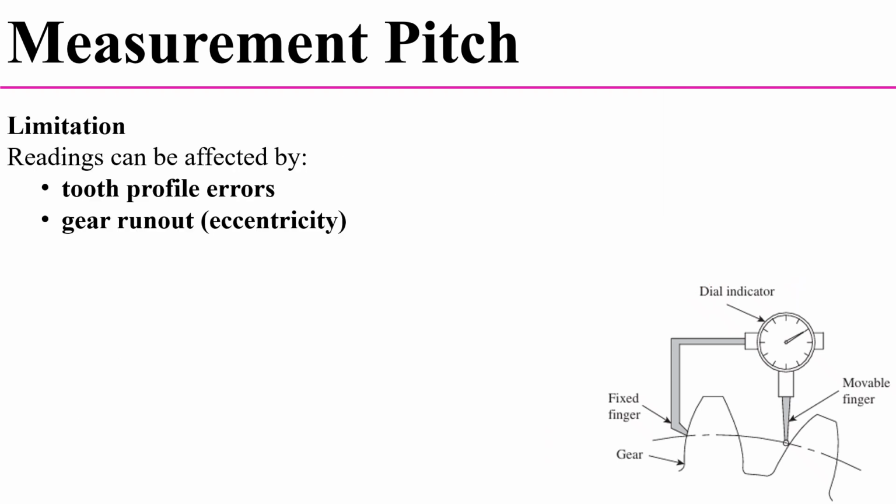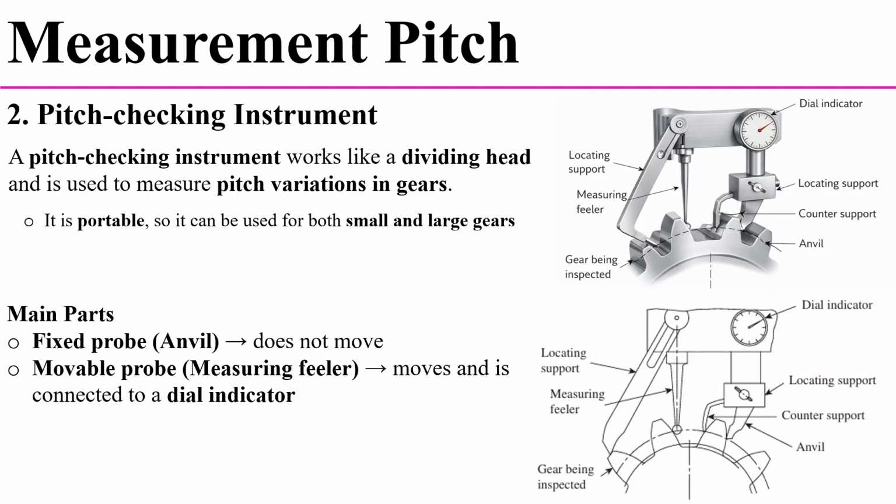The limitation of this instrument is that readings can be affected by tooth profile error and gear runout. So these are the limitations of the pitch measuring instruments. Next we will discuss the pitch checking instrument. This is the schematic representation of the pitch checking instrument.